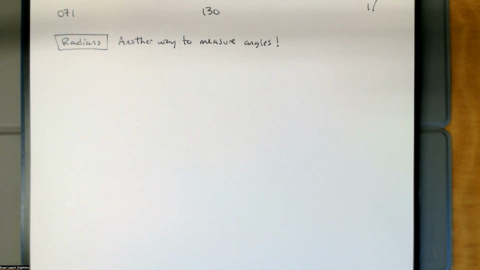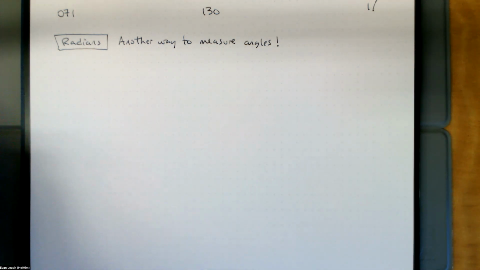Today we want to talk about radians, which is another way to measure angles. We have the familiar 0 to 360 degrees for a full circle. Radians are just a different way of measuring angles, like we have degrees Fahrenheit and degrees Celsius for temperature. We've got degrees and radians to measure angles.